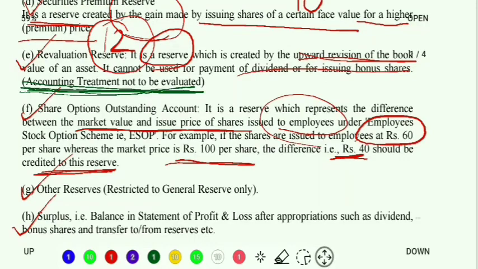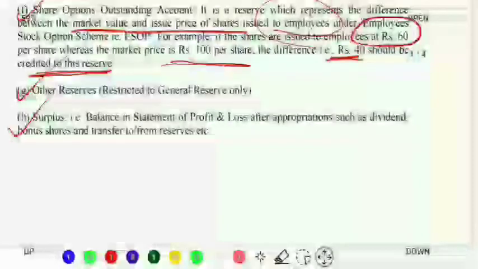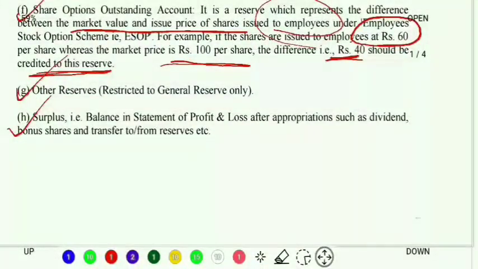Next we have is other reserves. What are other reserves? Other reserves is restricted to your general reserves only. Means instead of writing general reserve, they are using the word other reserves. Clear? And the last what we have is surplus. What is surplus? It is the balance of the statement of profit and loss after appropriations such as dividend, bonus and transfers to or from reserves. Means the final balance which is remaining in the statement of profit and loss, that is called my surplus.